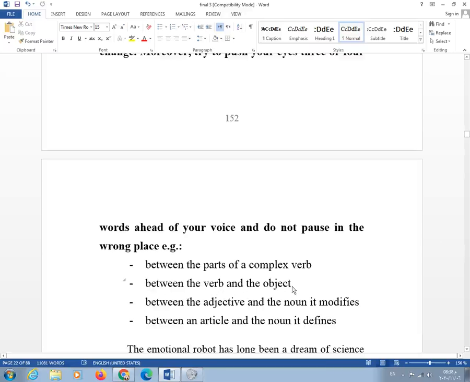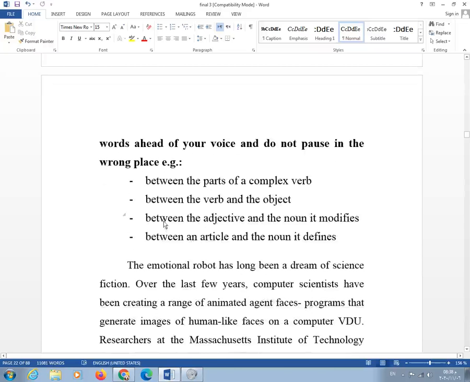Continue. Tip number 3: don't pause between the adjective and the noun it modifies. I have a noun and an adjective, I shouldn't pause between them. I shouldn't say a little, then pause, then girl. No, a little girl. Okay, continue. Don't pause between an article and the noun it defines. I shouldn't say the, then pause, then boy. No, the boy.